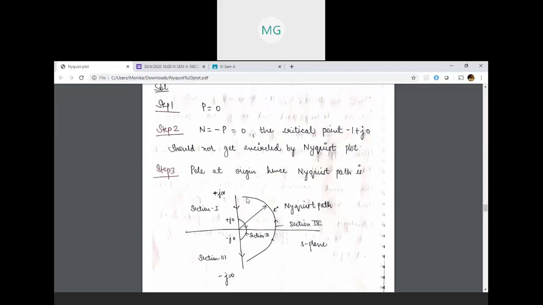This infinity path we always draw because we assume that the Nyquist path covers the entire right half of the S-plane. If any point is present in the right half of the S-plane, then we say that the system is unstable. Is that clear?